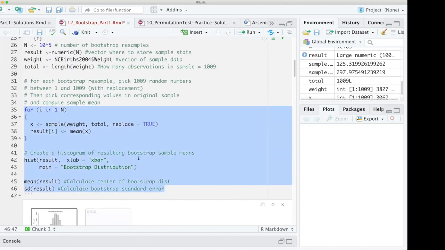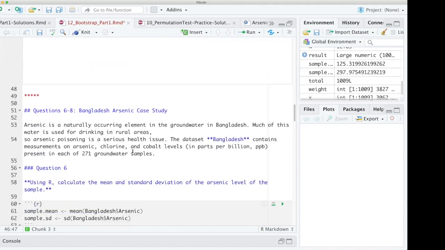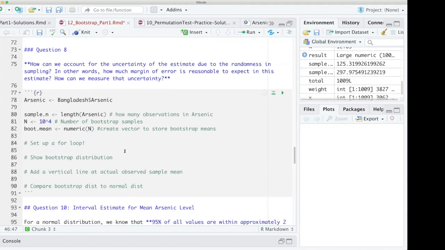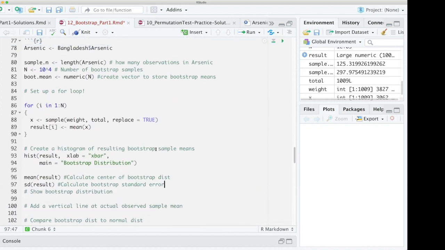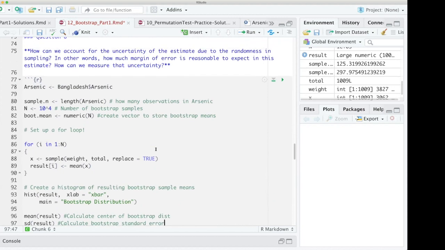So let me just copy all of that. Paste it down here. So what about this code do we need to adjust from the previous example? The weight, we're not testing for weight anymore. That's right. So this is no longer needed there. What are we picking from? We could just use the arsenic variable we just defined.